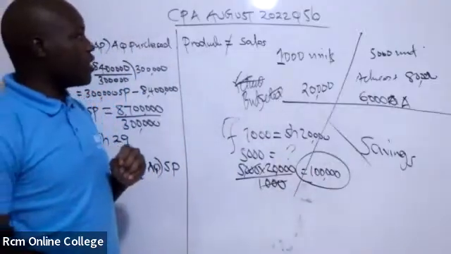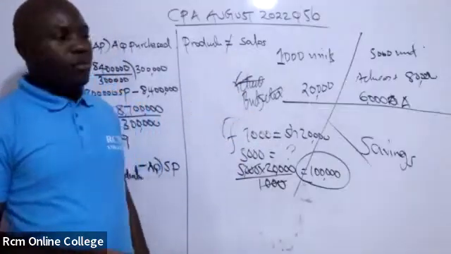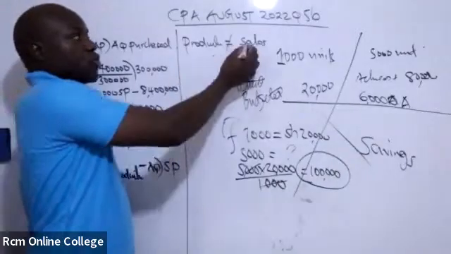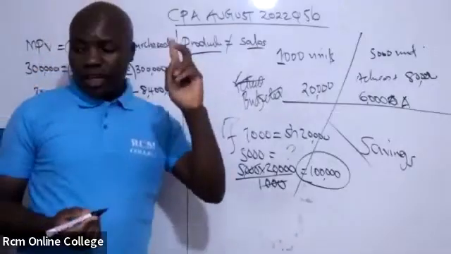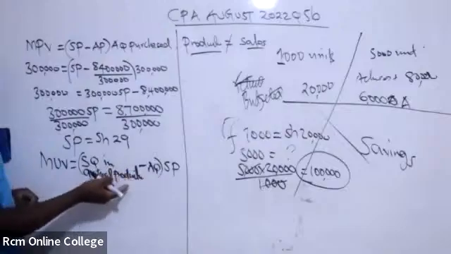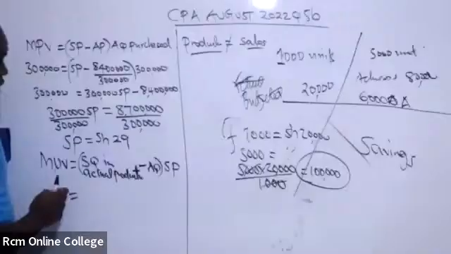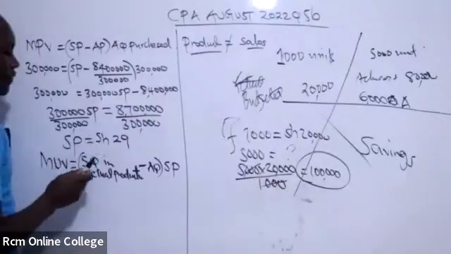But the examiner can give you a different quantity sold from what was produced. In such a case, you have to be very keen. When we talk about actual quantity, it is not the actual quantity sold, it is the actual quantity produced. So please take note of that. Good. Let's proceed. Do we have the material usage variance?